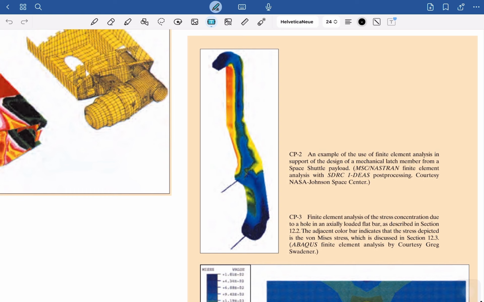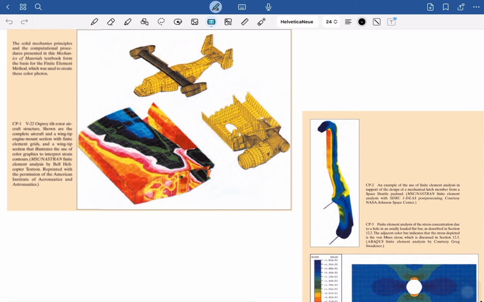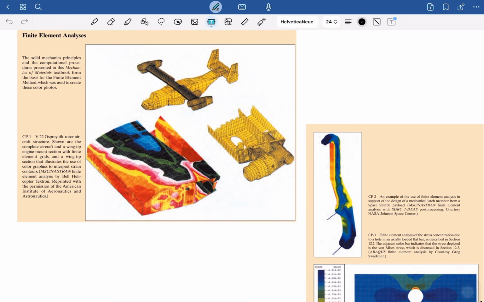Here, for example, this is for a space shuttle design for NASA. So you see that the red color means that there will be more stress distribution or more concentrated load. Okay, and the most used software are Nastran or ANSYS. I think more people use Nastran to describe this phenomenon.